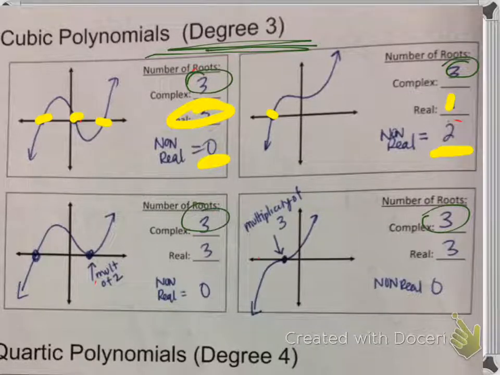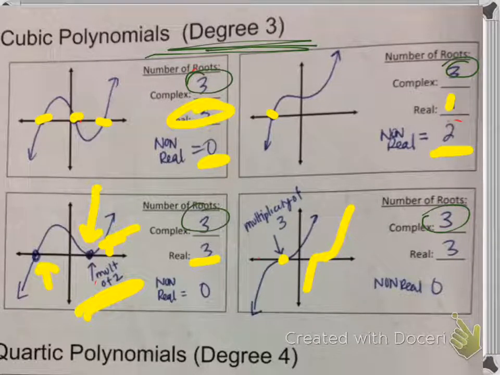And the same thing keeps happening. This is just a reminder that when I touch and bounce off the x-axis, that means more than 1 answer is there. So here's 2 real answers. Here's 1 for a total of 3 real answers. When you stop like this and kind of get a flat spot right there on the graph, that means you have a multiplicity of 3. Your answer's happening 3 times right there. So you have 3 real solutions right there in that one spot.